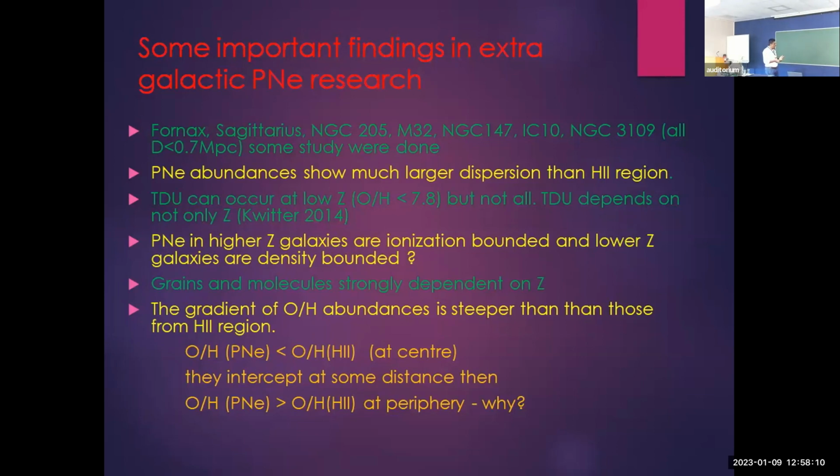And the gradient of the O/H abundance is steeper than what is seen in the HII regions. The first two points can be understood because HII regions reflect the present metallicity, whereas the planetary nebulae reflect the older one, so it has become smoother. But what is not understood is that above a particular distance, the O/H of PN is larger than what is observed in the HII regions. That is something which is strange.